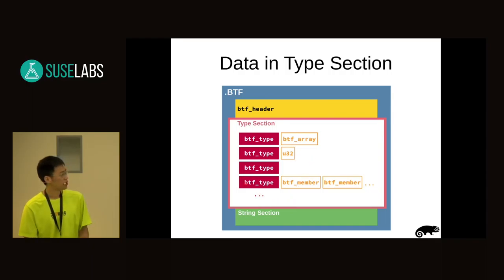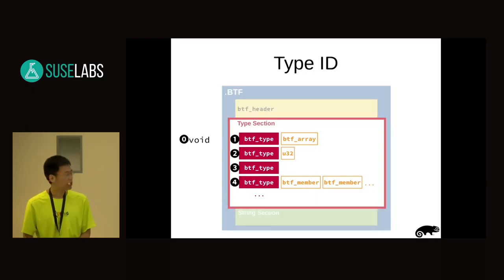And for struct, you follow with some special structs called the BTF member, so you can just append the members for the struct. Every type has its own type ID, so you can reference the type more easily. There's no ID specified inside the header; it just uses the order of the types.